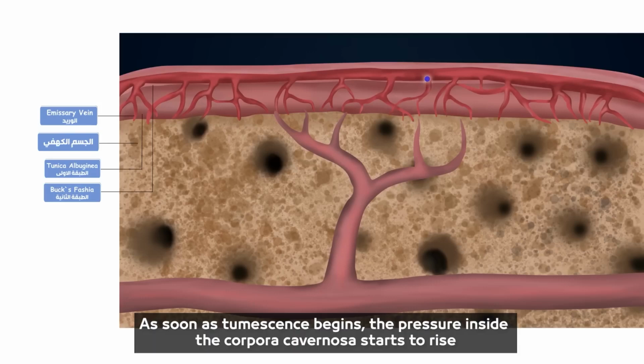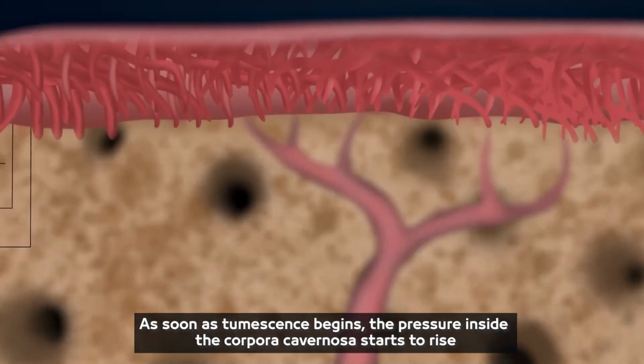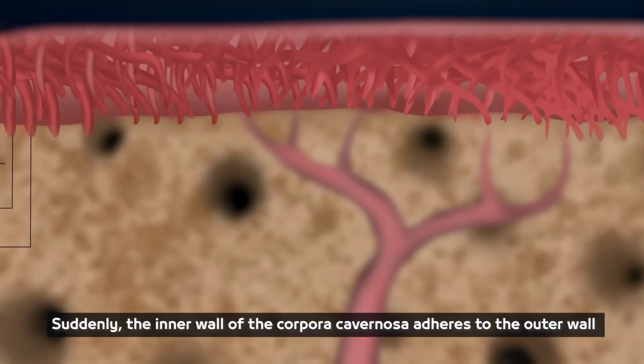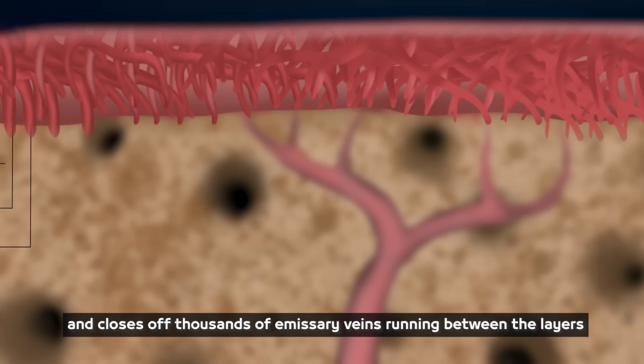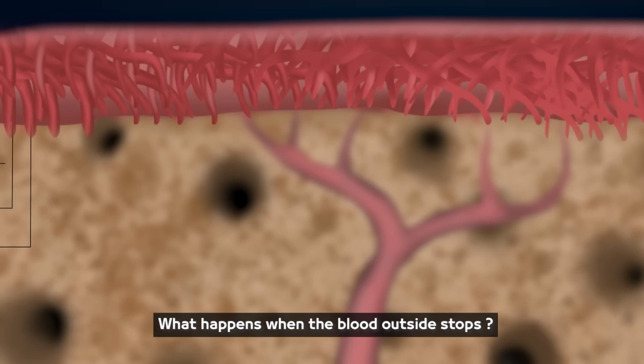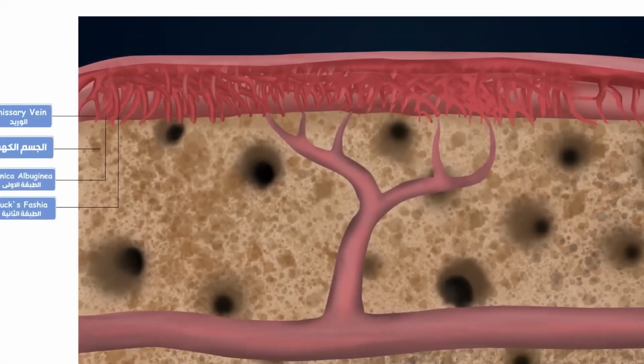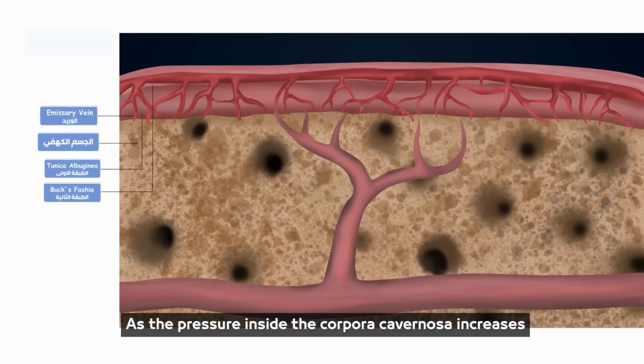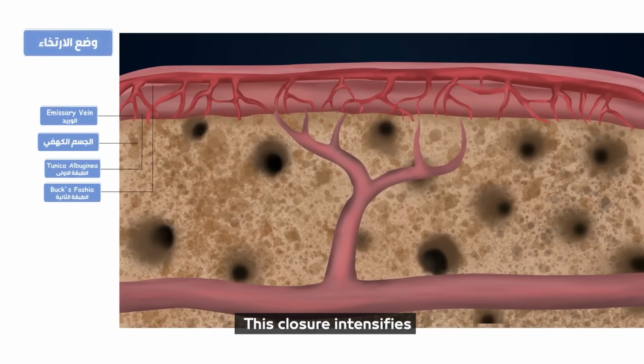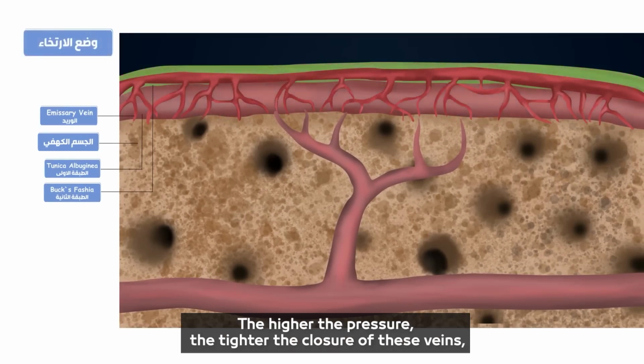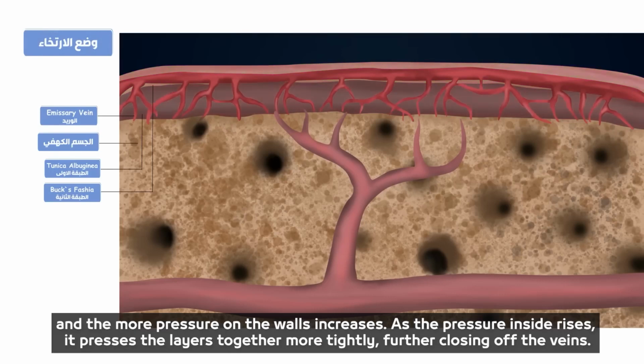As soon as tumescence begins, the pressure inside the corpora cavernosa starts to rise. Suddenly, the inner wall of the corpora cavernosa adheres to the outer wall and closes off thousands of emissary veins running between the layers. What happens when the blood outflow stops? As the pressure inside the corpora cavernosa increases, this closure intensifies. The higher the pressure, the tighter the closure of these veins, and the more the pressure on the walls increases. As the pressure inside rises, it presses the layers together more tightly, further closing off the veins.